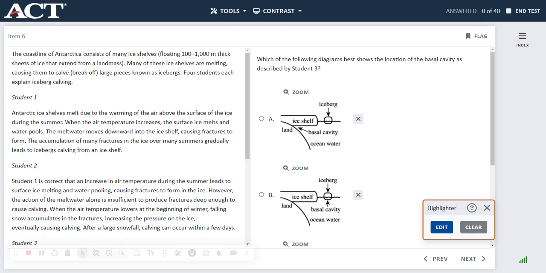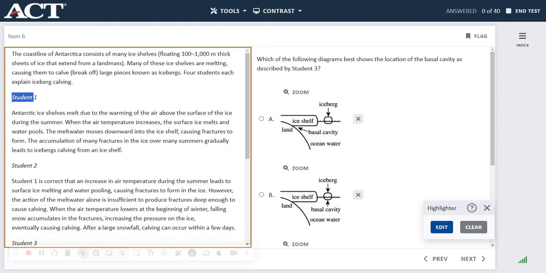So we know this is a conflicts passage because we see students being compared. Student 1, student 2. Conflicts are always going to compare students or scientists or hypotheses. And the conflict is usually the last sentence of the first paragraph. Four students explain iceberg calving. Calving is when ice breaks off and forms icebergs. So we want to know what the differences are.